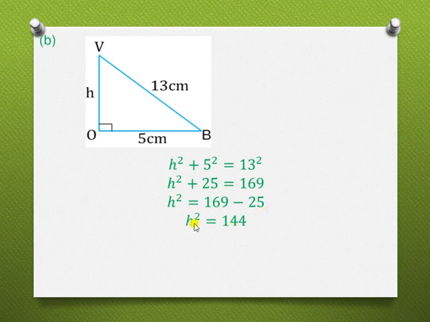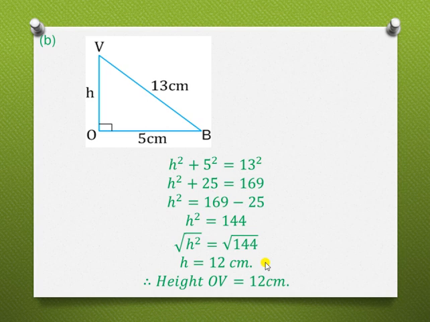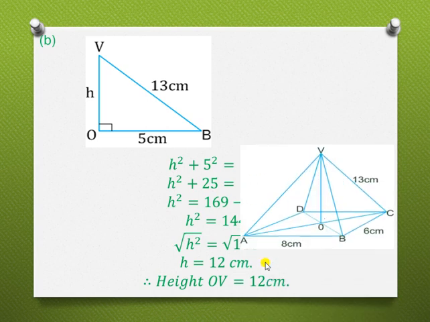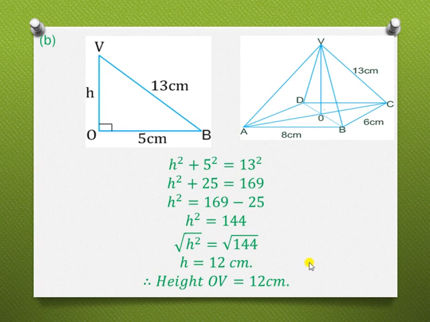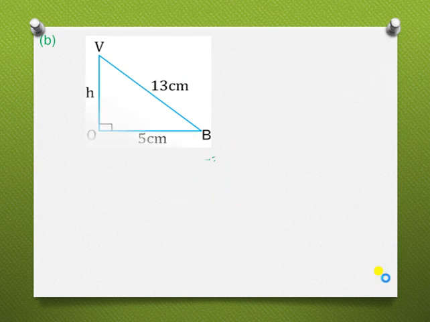Then to get h, you simply take a square root on both sides. So when you take a square root, we shall still take only one positive value. So h will be representing 12 centimeters. So we can conclude that our height of V is actually 12 centimeters. So that brings us to the end of part B. Remember, this is just our original diagram that we have referred to come up with this. As you can see, OBV is here, and that is what we have extracted out. Let's move on to part C.